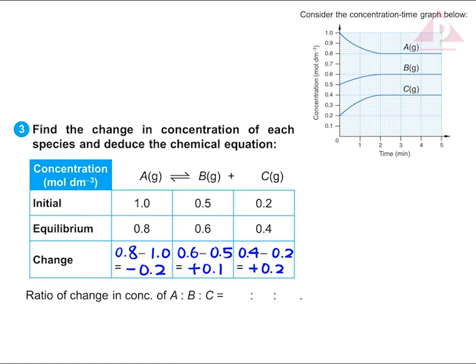The ratio of change in concentrations of A to B to C is 2 to 1 to 2. This shows that when 2 moles of A reacts, 1 mole of B and 2 moles of C are produced. Hence, the chemical equation of the reaction is.